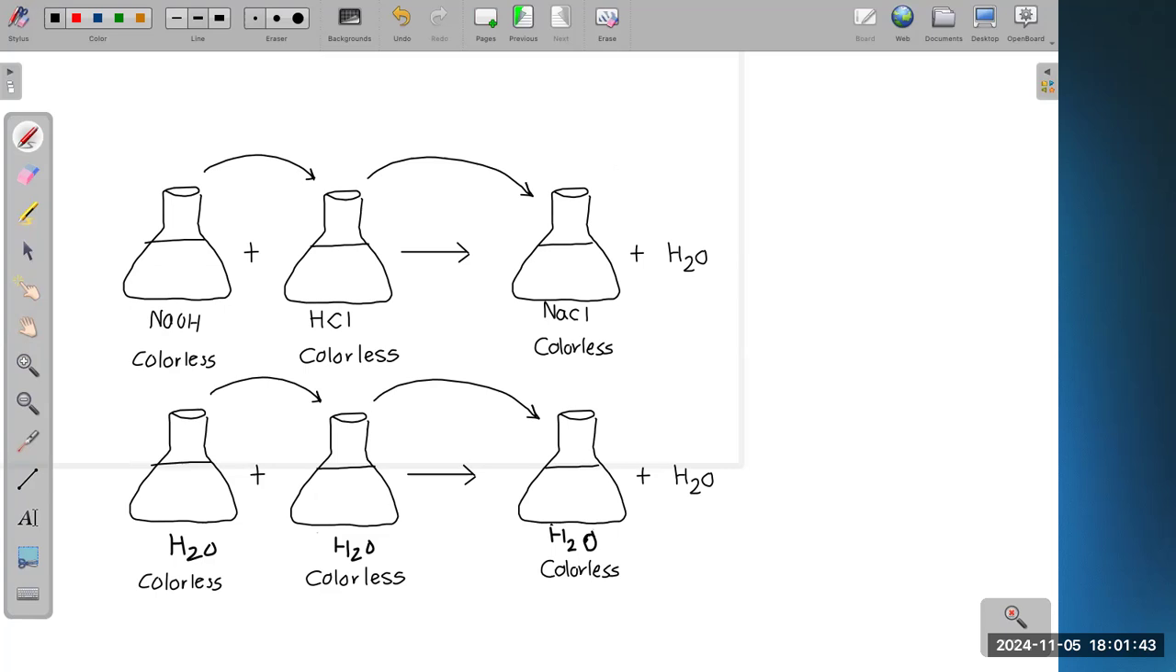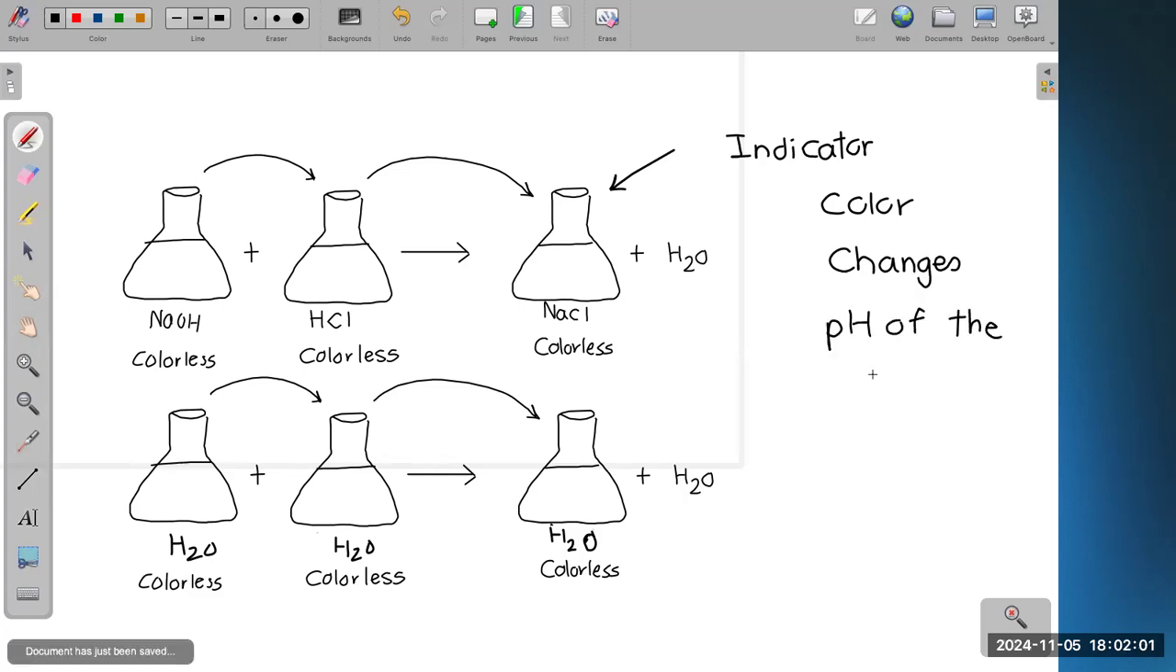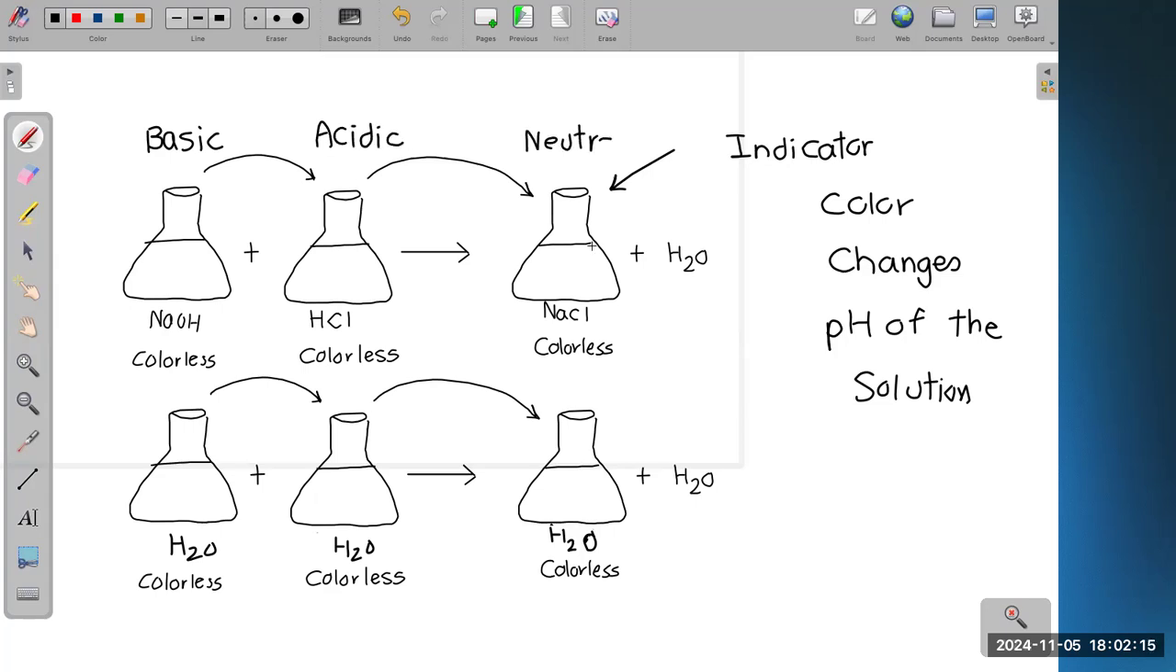So you have to put something that tells you that there is a change in here. This is called the indicator. The indicator color changes according to what? According to the substance? The pH of the solution. Right, the pH of the solution. Is your solution basic, or acidic, or neutral? If basic it has a color, if acidic it has a color, if neutral it has a color. So every one of them has a different color.